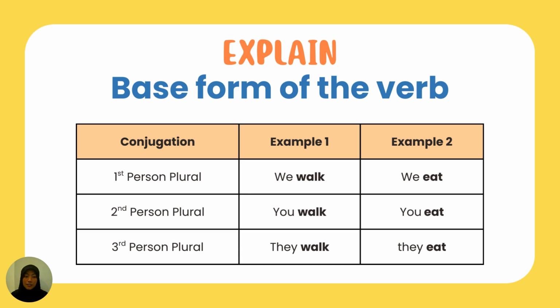For first person plural, we walk, we eat. Second person plural, you walk, you eat. And for third person plural, they walk, they eat. Why is there no S for third person plural? Because the verbs that have been added s to it stand for third person singular only, which shows and differentiates how many people are doing the actions.